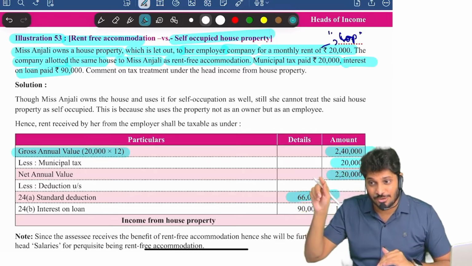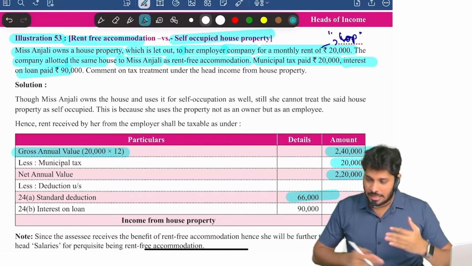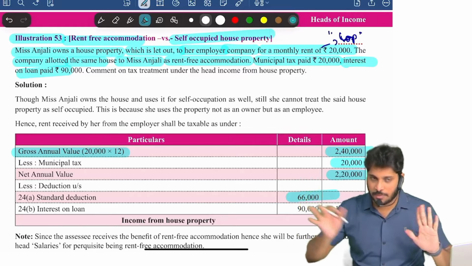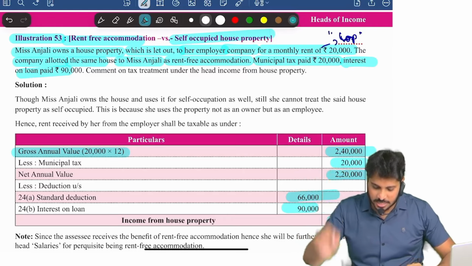NAV is equal to 0. That time I should look at the purpose of the loan, purchase or repair or all that. Here it's a let out. I don't have to worry. House property related loan, on that interest I paid, whatever I paid, I'll get deduction. That's it. The income from house property is this.